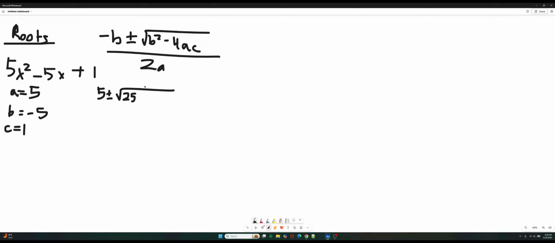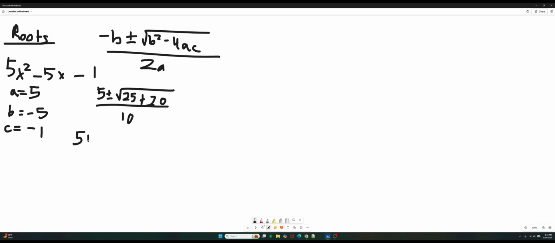Then c times negative 4 is just negative 4, and then negative 4 times negative 5 is... okay, so my apologies. I wrote the equation wrong. It's actually 5x squared minus 5x minus 1. So c is supposed to be negative 1. Anyway, so negative 4 times negative 1 is positive 4. Positive 4 times 5 is 20. And then divided by 2a, so 5 times 2, so that's 10.